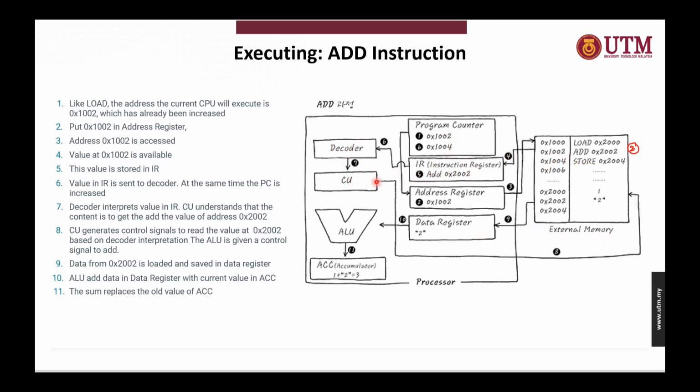So what happened? The CU goes to address 2002. This is address 2002. Take the value 2 here and put it inside of the data register. Since this ADD is an addition, the arithmetic logic unit will perform the addition. We have the number 2 plus 1, which produces 3. The result 3 will be stored inside of the accumulator. So this is after the ADD instruction is executed.